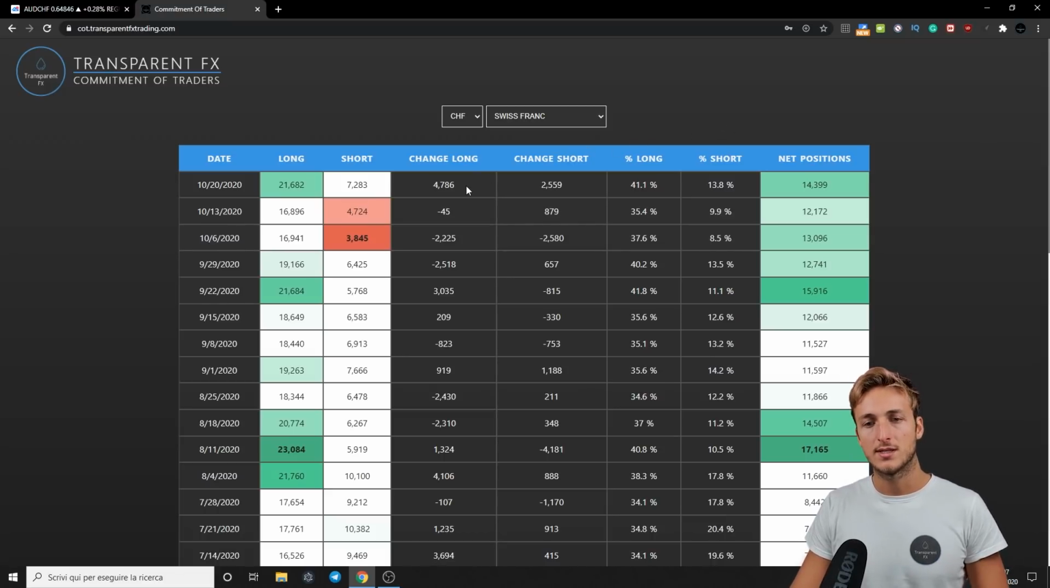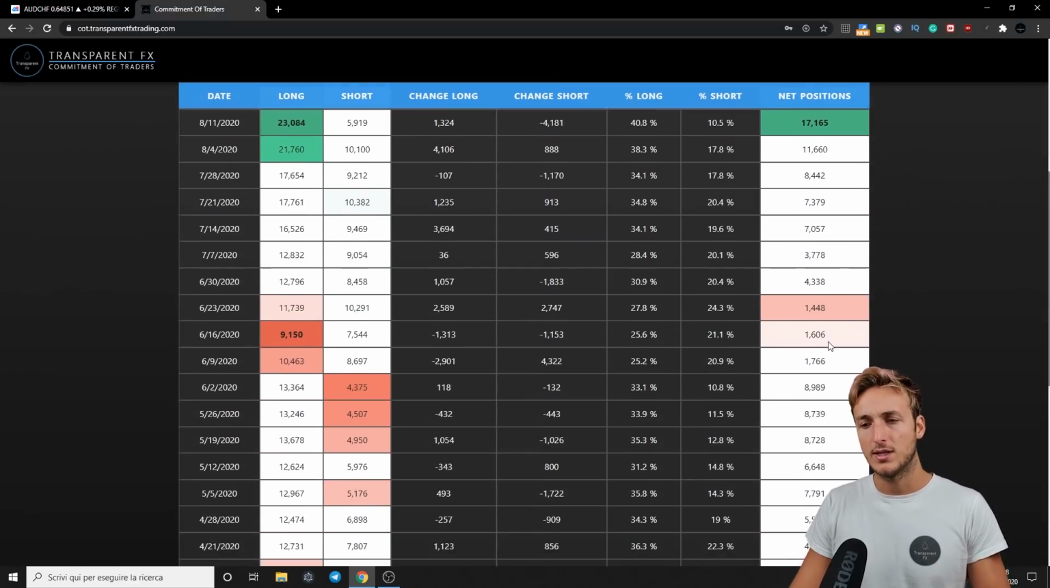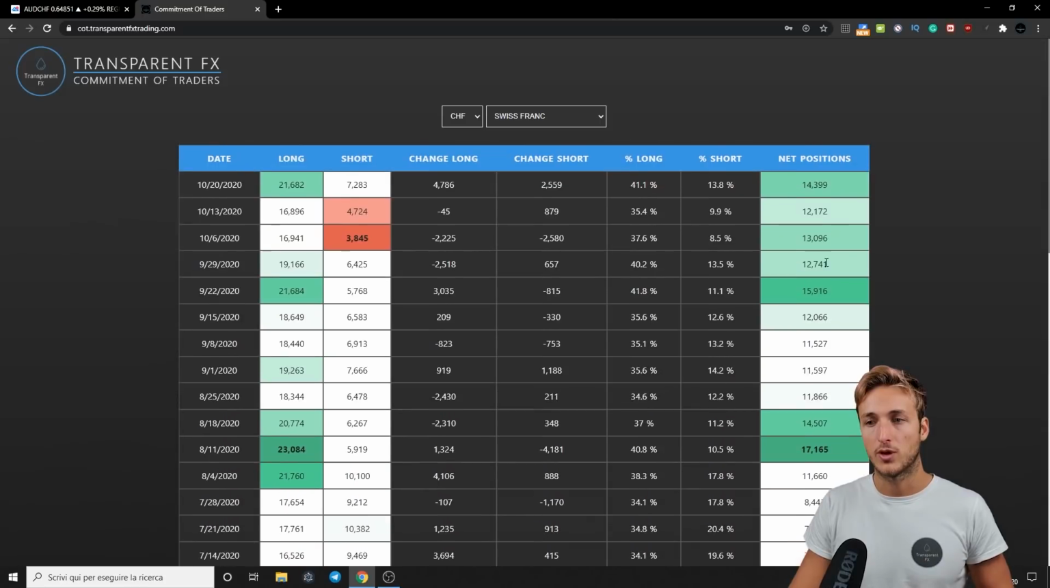In fact, we can see that with the last report, 4.7k longs have got added and 2.5k shorts got added, which means that way more longs got added than shorts. And in fact, net positions increased from 12k to 14k. Now, in the long term, yes, we went from 1.4k to 14k net position. So yes, CHF is quite strong.